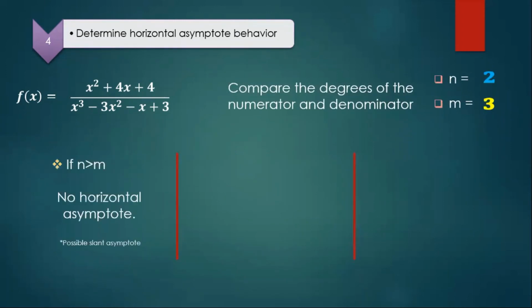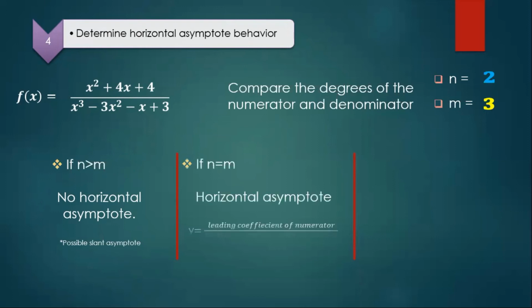There are 3 cases to consider. If n is greater than m, there will be no horizontal asymptote. Comment, it is possible for there to be a slant asymptote. That will occur if n is exactly 1 larger than m. They could be equal. If they're equal, we get a horizontal asymptote, the line y equals a value. The height of that line is determined by the leading coefficient of the numerator over the leading coefficient of the denominator.